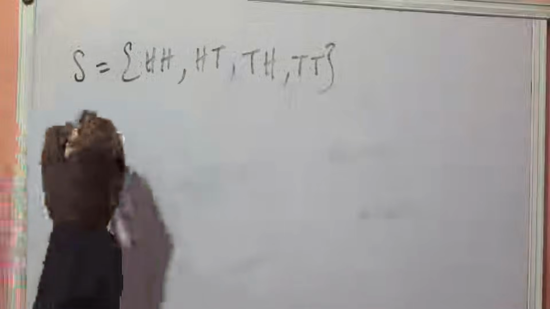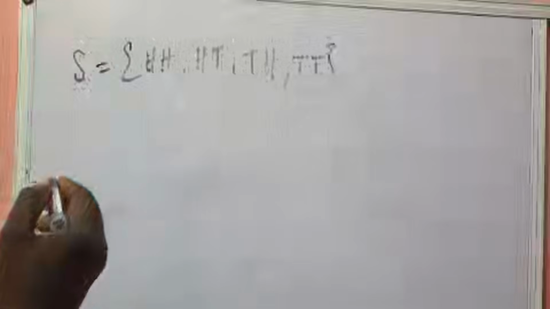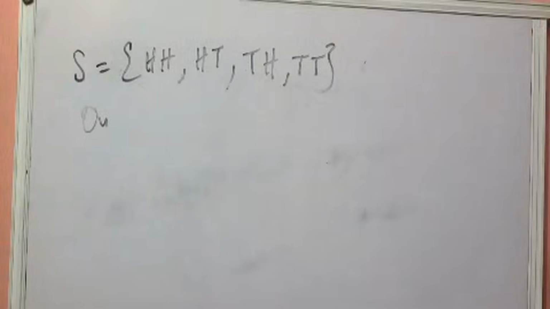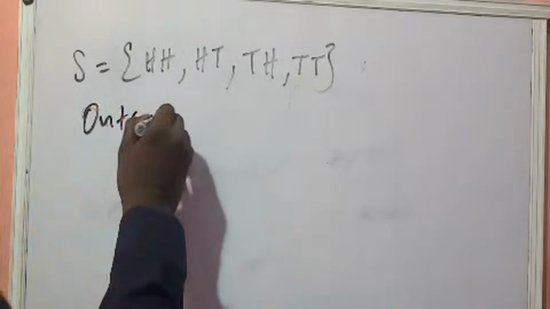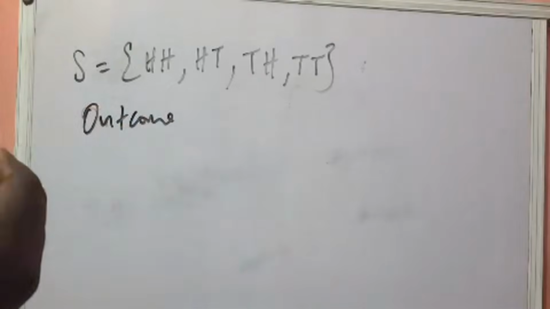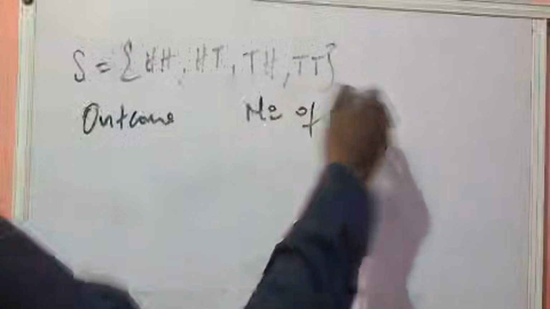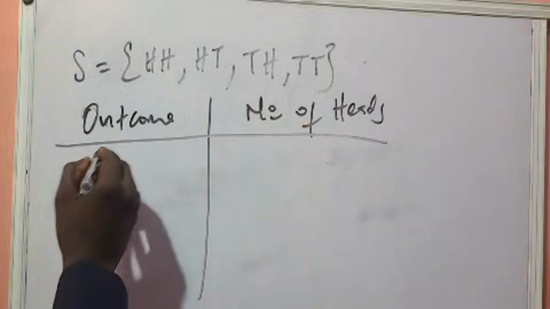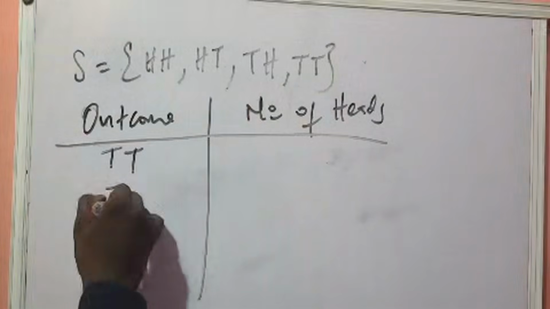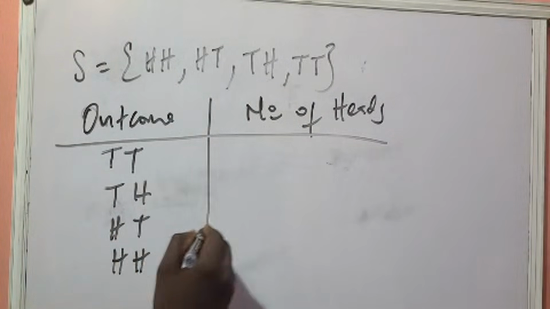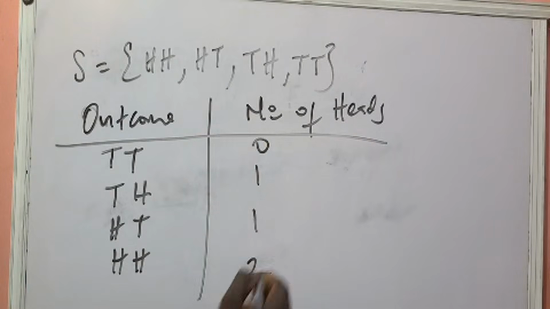Of course, we can define this on the basis of, let's talk about the outcome. So let's say we have the outcome and the number of heads. So we have tail tail, we have tail head, we have head tail, we have head head. The number of heads here is 0, 1, 1, and 2.